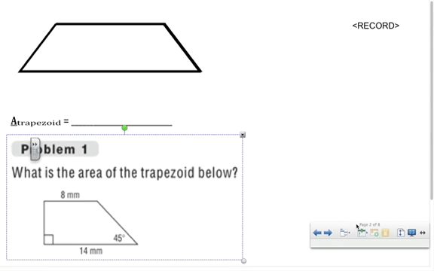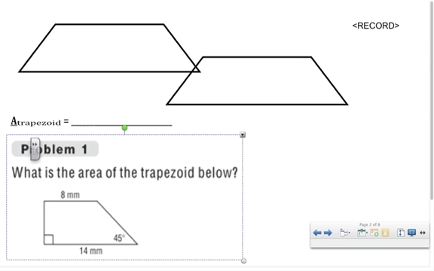Okay, yesterday's notes that you dealt with on your own were area of a parallelogram and area of a triangle. We're using those concepts to talk about today's figures, which are trapezoids, rhombi, and kites. First, let's take a look at a trapezoid.